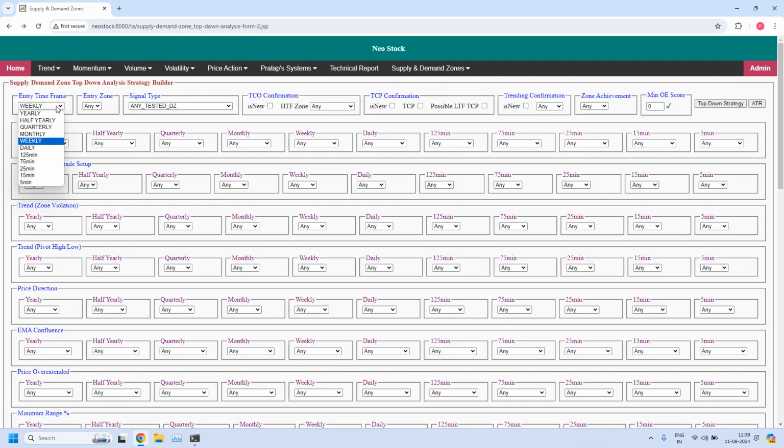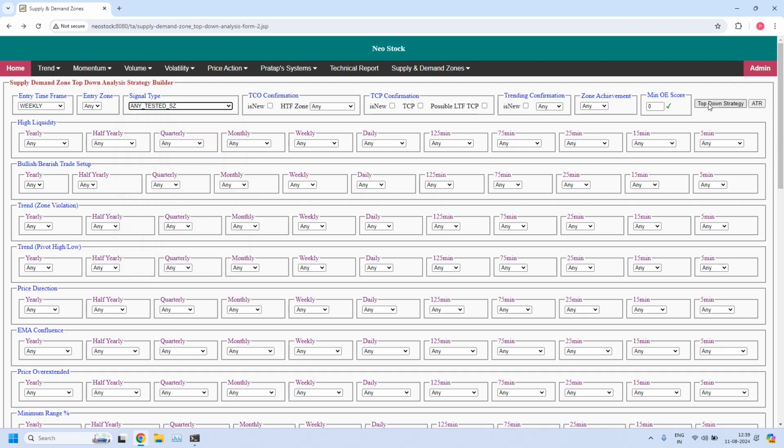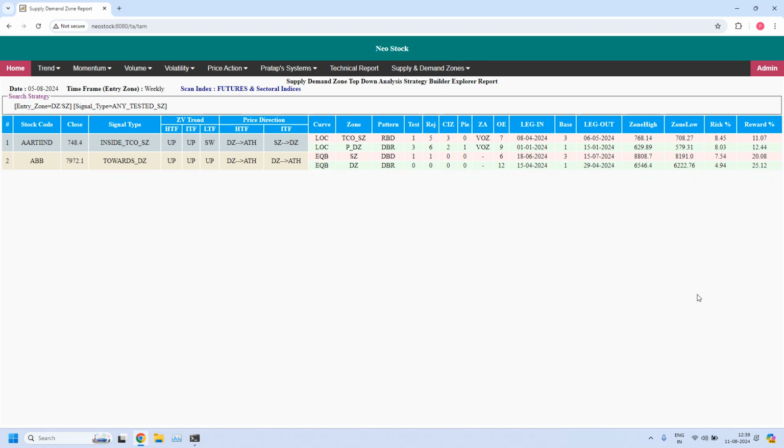And the next one for weekly time frame, let us find the tested supply zones. Let us find the stocks having tested supply zones during this week. Only these two supply zones are tested during this week.